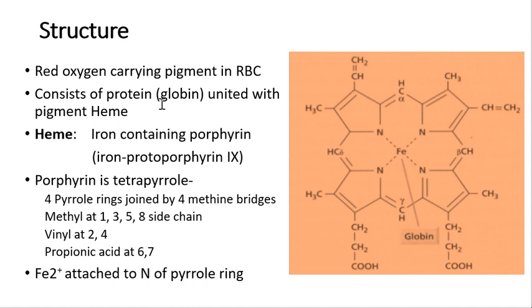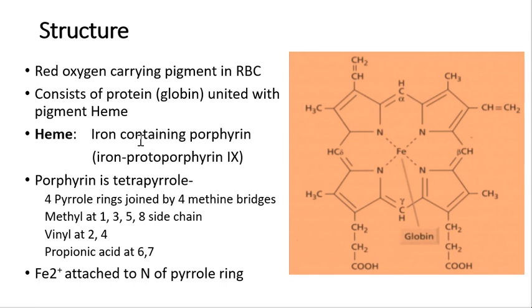So we know hemoglobin is a red oxygen carrying pigment in RBC. So the red color of RBC is because of hemoglobin only. As the name shows, heme and globin, so it consists of two parts. One is globin, which is a protein, and heme, which is an iron containing pigment. Okay, so let us first see the structure of heme.